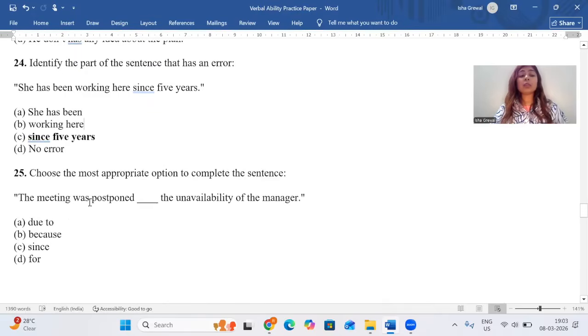Okay, question number 25. Choose the most appropriate option to complete the sentence. The meeting was postponed dash the unavailability of the manager. So it has to be due to the unavailability of the manager. Because नहीं fit हो रहा है, sentence ऐसा होता because the manager was unavailable, comma, the meeting was postponed, correct? Since the manager was unavailable, the meeting was postponed. For we will not be using here, but the sentence is formed in a way where due to will be used. The meeting was postponed due to the unavailability of the manager, right?